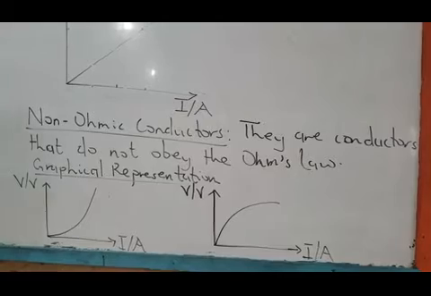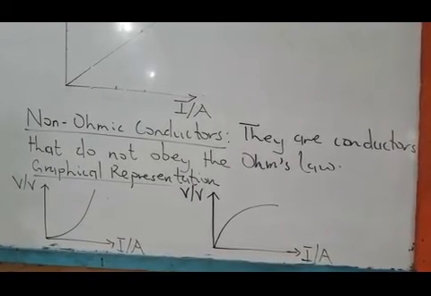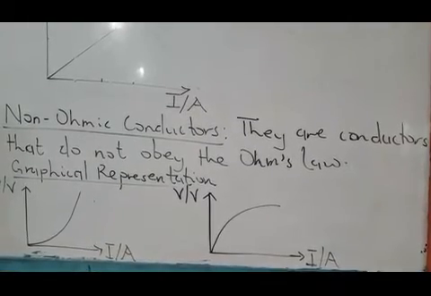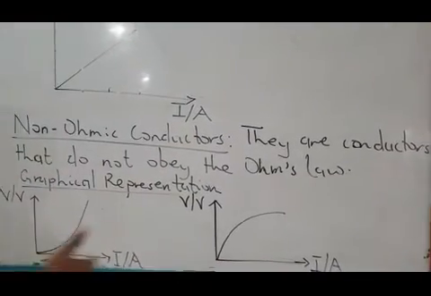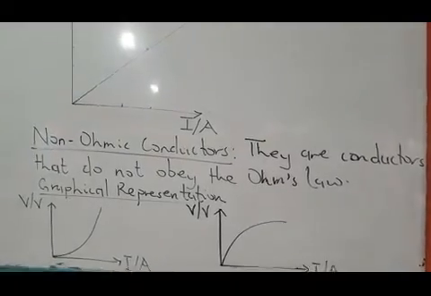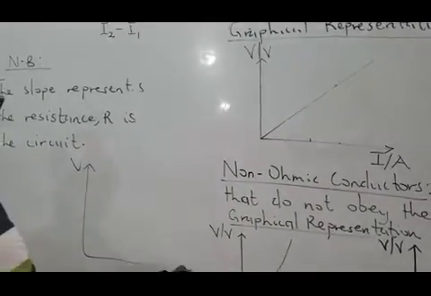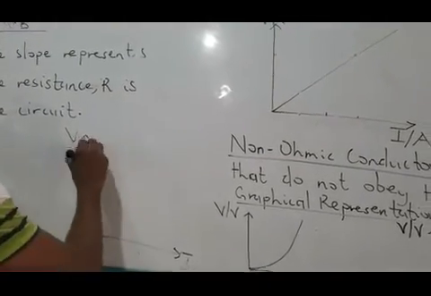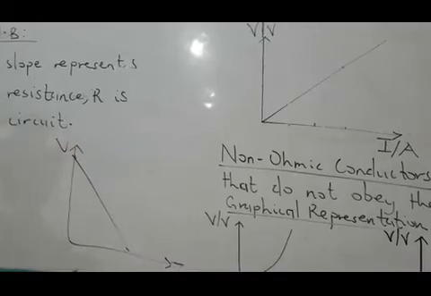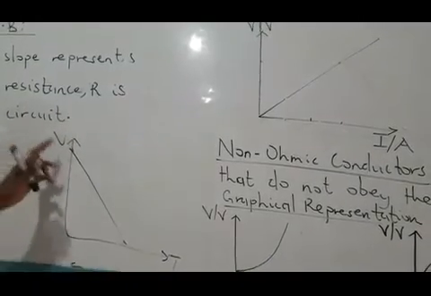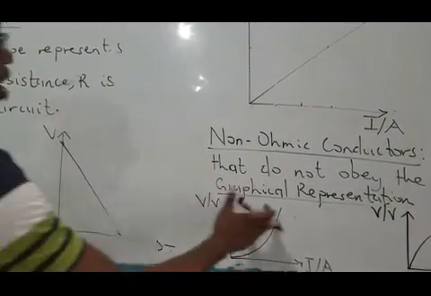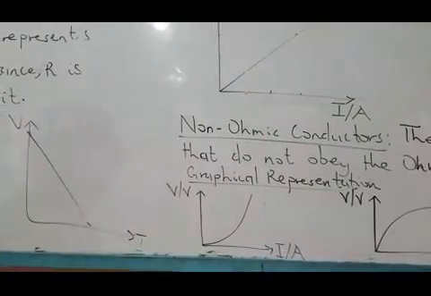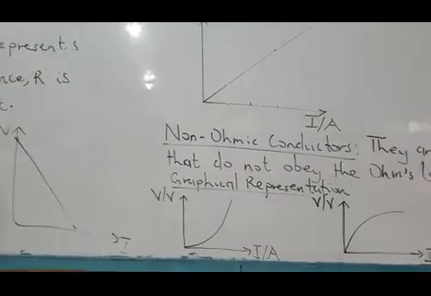So you may come across an OBJ question that says, which of the following represents an ohmic conductor? And you have these graphs indicating. If you have a graph sloping downwards this way, it is still non-ohmic, because this does not show a direct proportion between the current and voltage. It rather shows an inverse proportion. So any of these graphs are non-ohmic. This is the only one which is ohmic. So please take note of this.